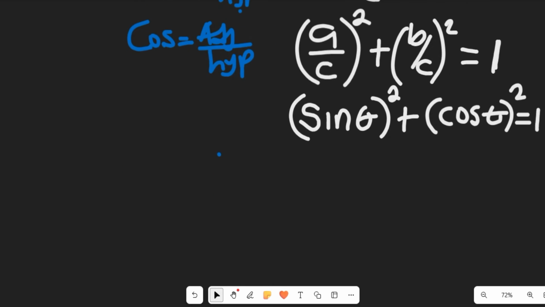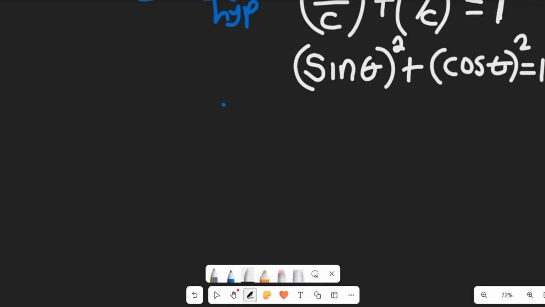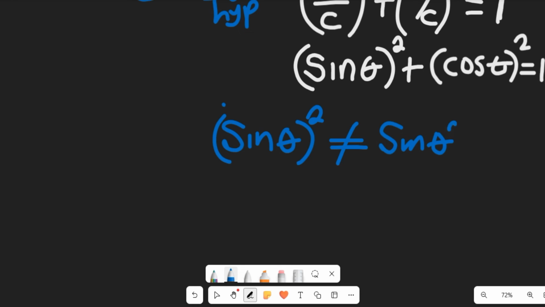Now, from this expression, you will agree with me that the sine of theta squared is simply not equal to the sine of theta square. For this, you can see that the square is for theta alone, while from this, you can see that the sine and the theta takes the square. So what does that expression teach us?